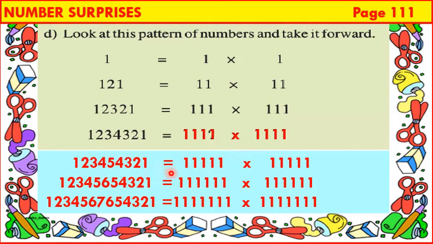54,321 is 11,111 multiplied by 11,111. Next row 1, 2, 3, 4, 5, 6, 5, 4, 3, 2, 1 is 111,111 multiplied by 111,111. Next row 1, 2, 3, 4, 5, 6, 7, 6, 5, 4, 3, 2, 1 is 1,111,111 multiplied by 1,111,111, and so on. In this way, you can take the given pattern forward.